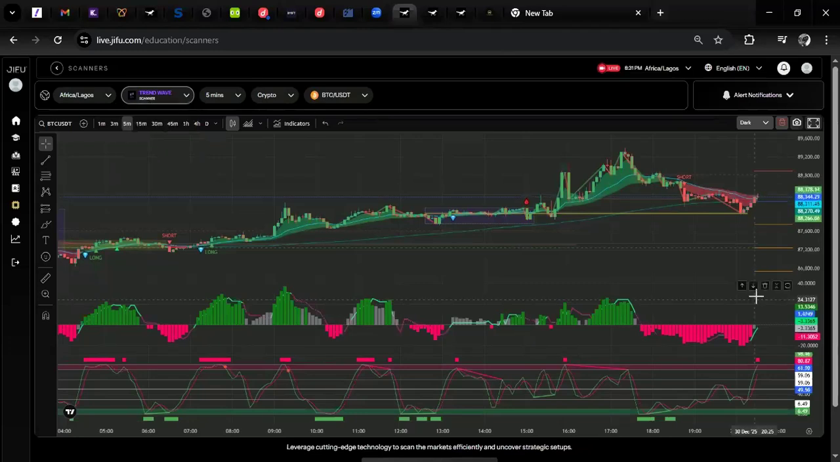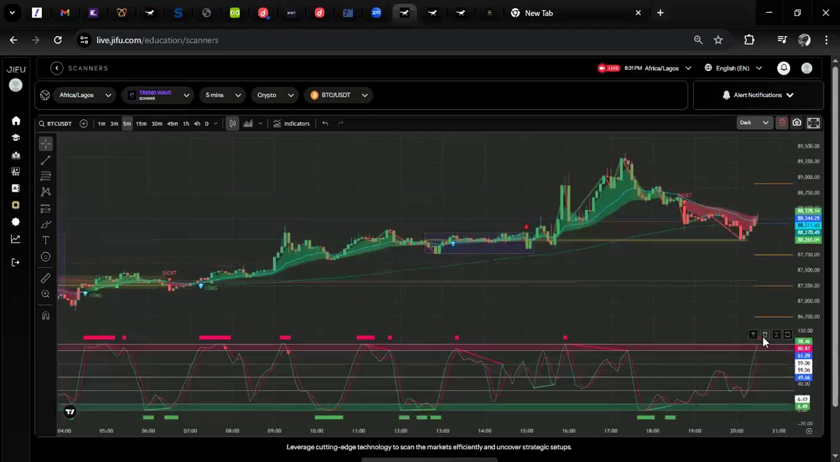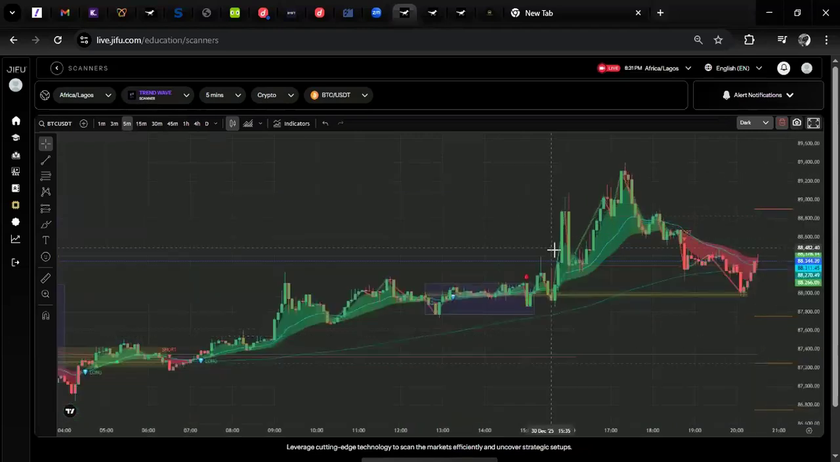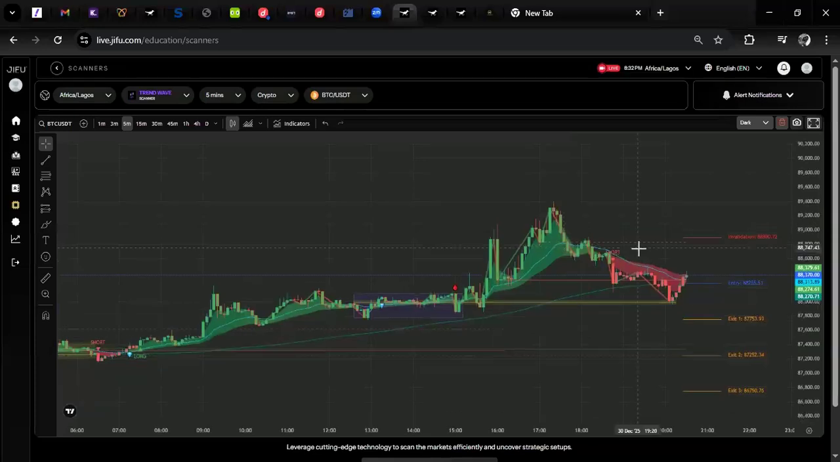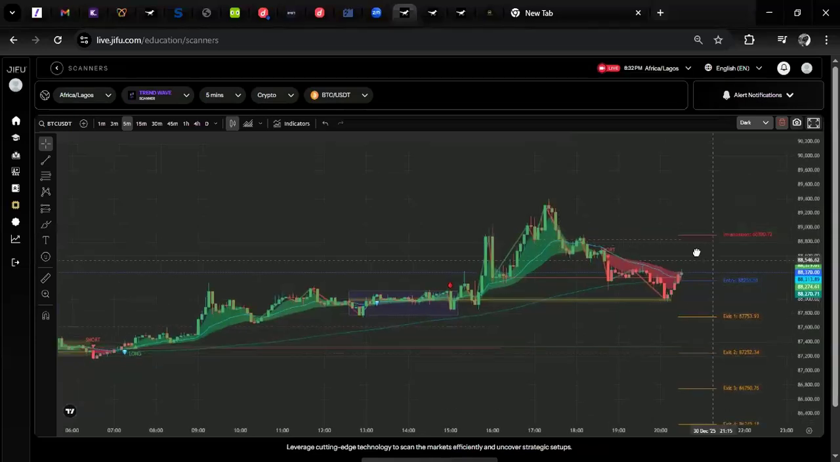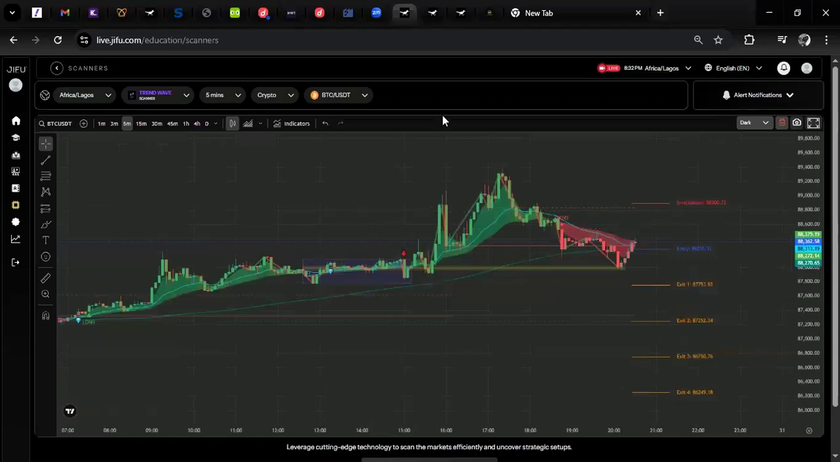Now, this is the Trendwave scanner. A lot of people ask, can you use the Trendwave scanner independently? The very question. Because I personally don't use it independently. Of course, you can use it independently, but it's wise to marry other scanners alongside.